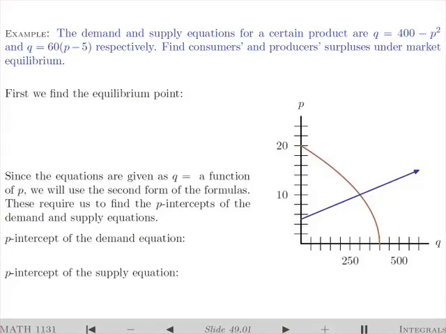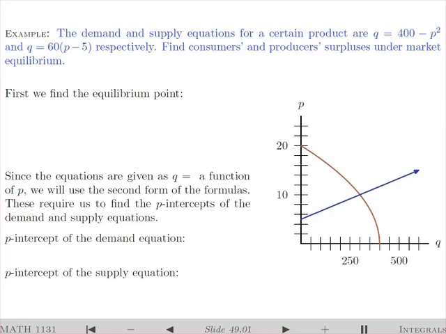Welcome. In this session, we are going to do another example of calculating producer and consumer surplus. This time, Q is given as a function of P. The demand curve is Q equals 400 minus P squared. Supply is Q equals 60 times the quantity P minus 5. Again, you can draw the graph and read off the equilibrium point, or we can do this algebraically.